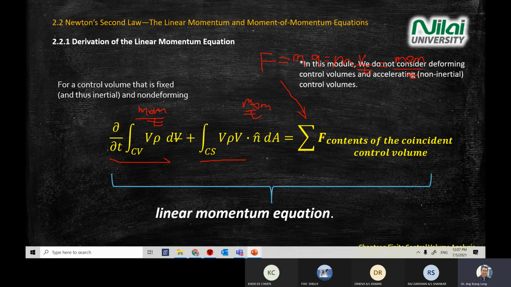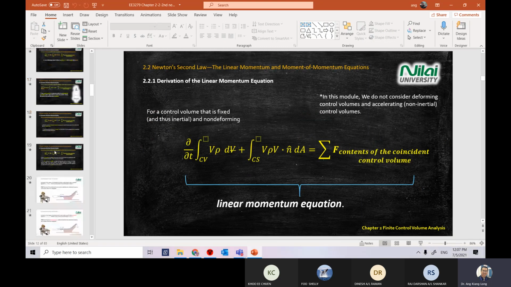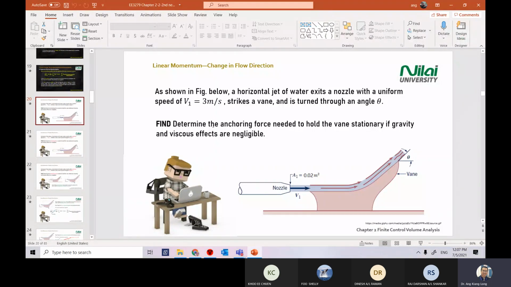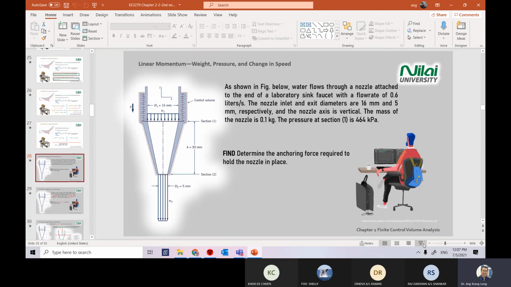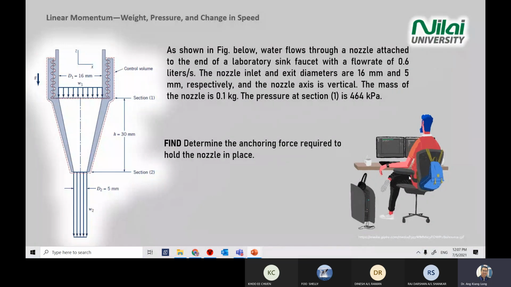Previously we looked at this example. If you need more explanation, you can go back to the previous lecture. Today we look at application of the equation. If you have tutorial question number 24, you are actually seeing the same thing. On the left-hand side of your screen, you have a nozzle that transfers water from the top to the bottom.